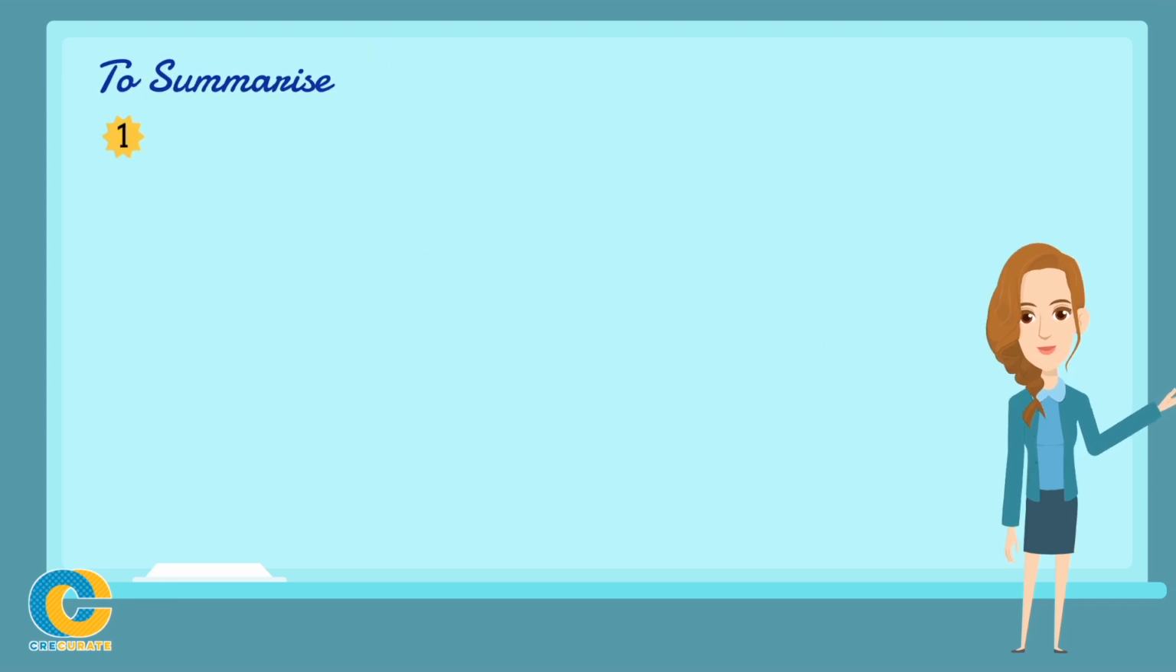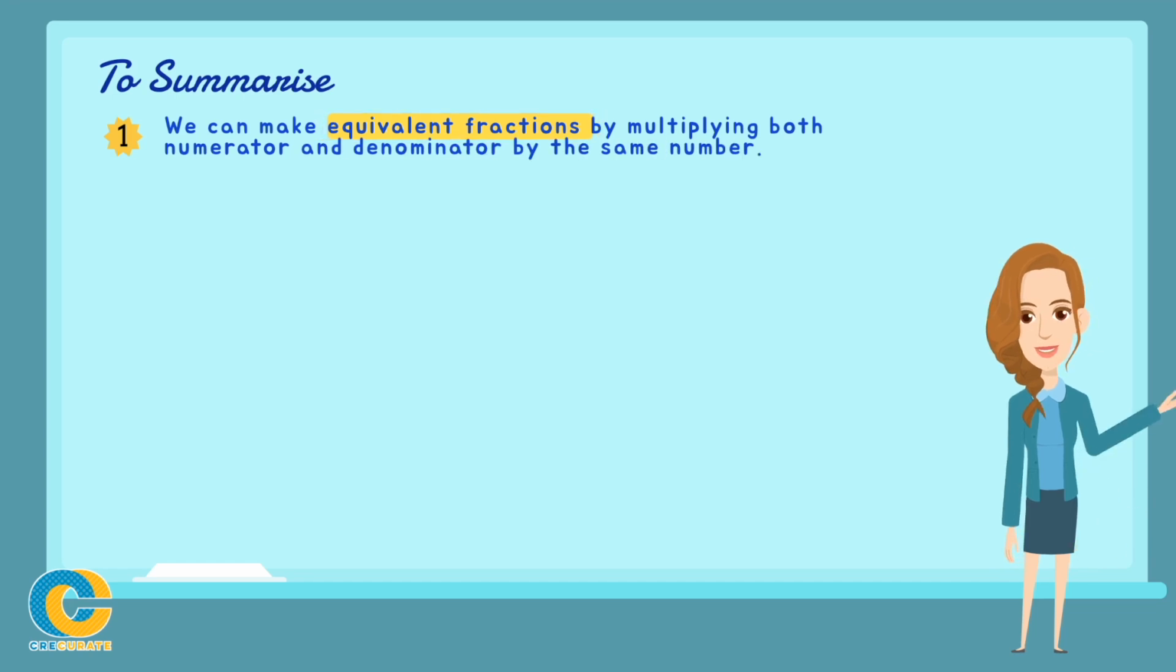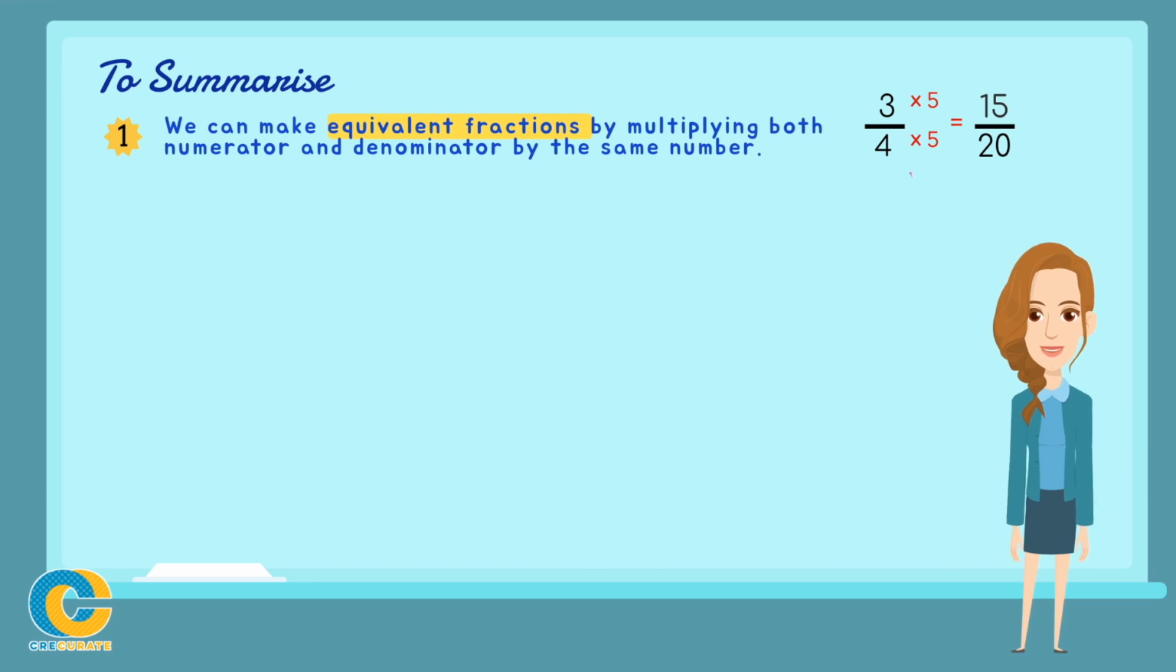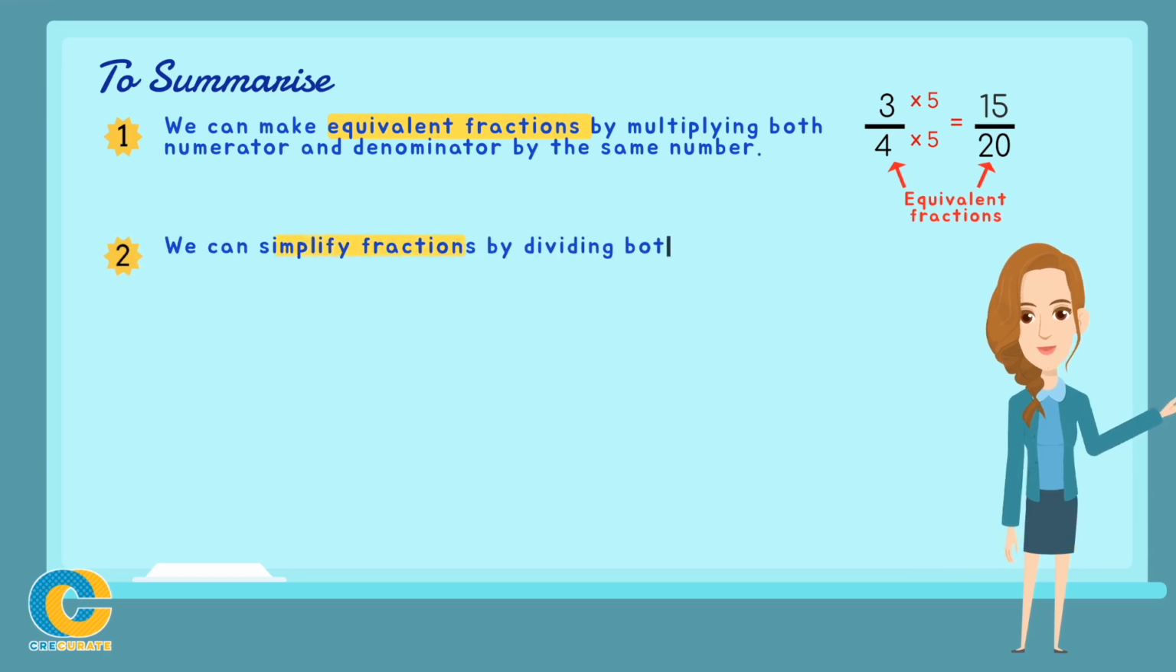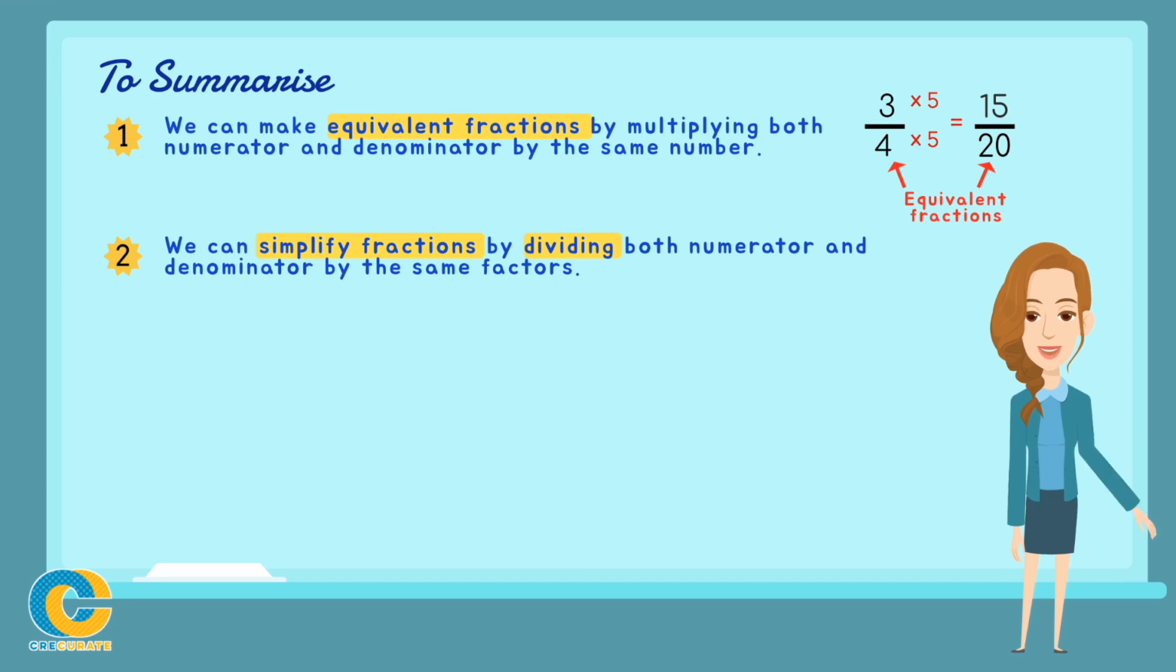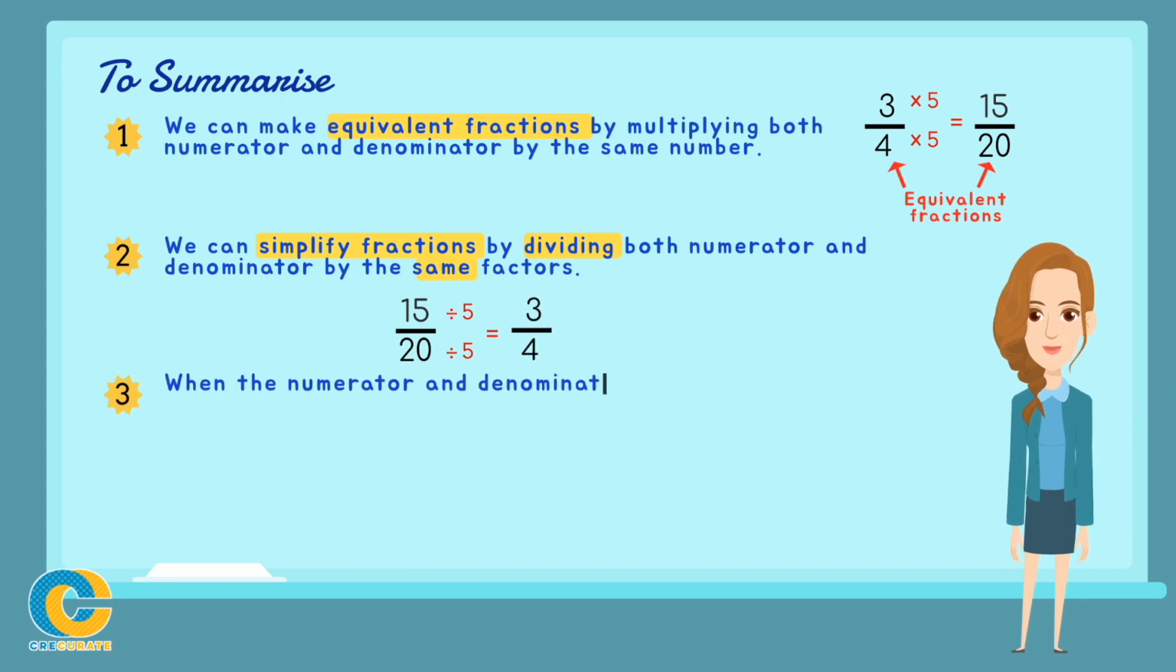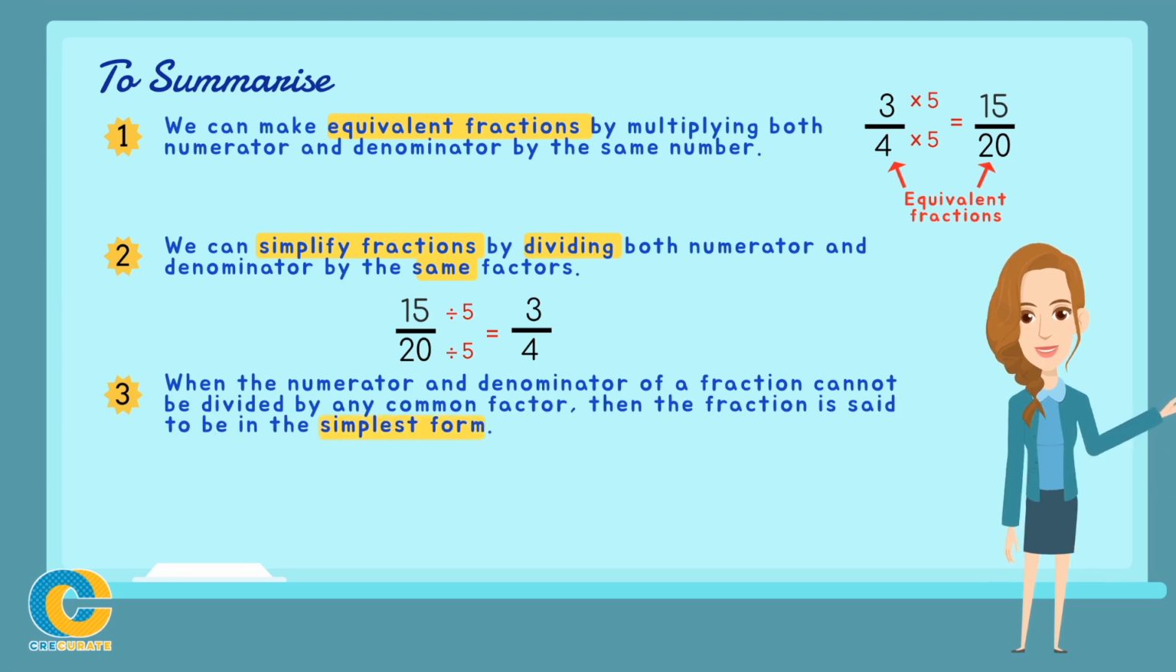To summarize, we can make equivalent fractions by multiplying both numerator and denominator by the same number. For example, we can multiply both the numerator and denominator of 3/4 to become 15/20. We say that 3/4 and 15/20 are equivalent fractions. We can also simplify fractions by dividing both numerator and denominator by the same factors. For example, in the fraction 15/20, both the numerator and denominator are divisible by 5, so we can divide to get 3/4. Since 3 and 4 have no more common factors, it is said to be in the simplest form.